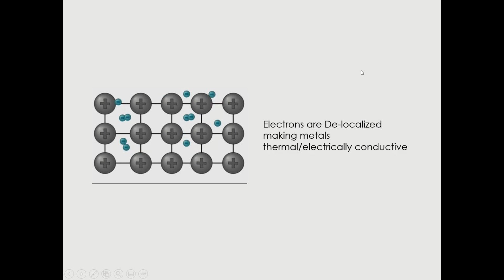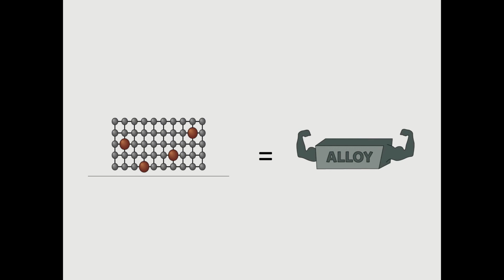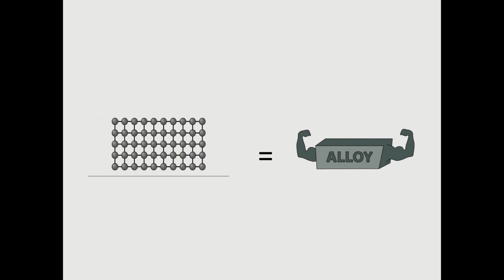So the reason why metals are distinct from other materials is that their electrons are delocalized. With this property, metals are electrically and thermally conductive. So the premise is that when you combine two different materials, you make it stronger, and the combination of two or more metals is called an alloy.